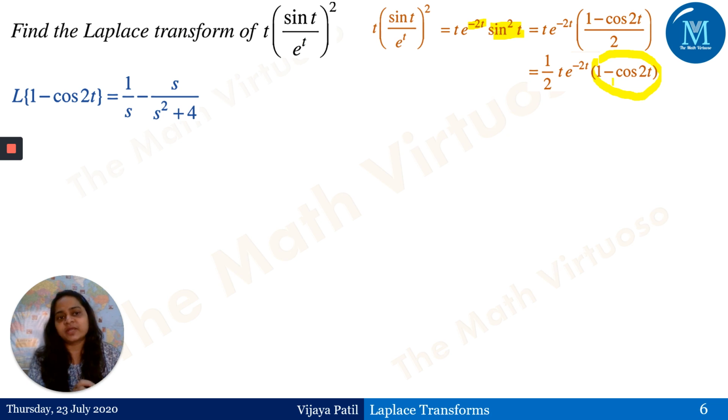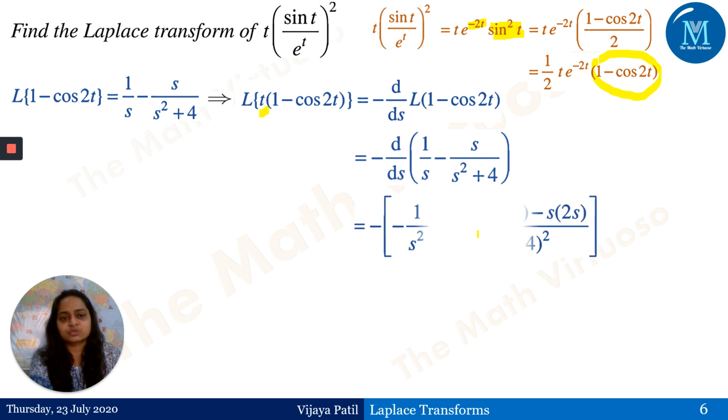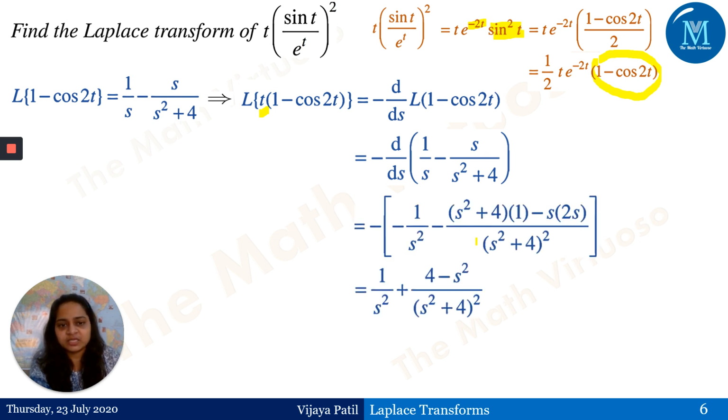I have to first find out the Laplace transform of 1 minus cos of 2t, which is 1 by s minus s upon s square plus 4. Then I have to do the multiplication by t. Then I'll be doing minus d upon ds of the Laplace of 1 minus cos of 2t, which is minus d upon ds of 1 upon s minus s upon s square plus 4, as we have done in the last step. So it's almost similar to what we have done in the last step, I guess.